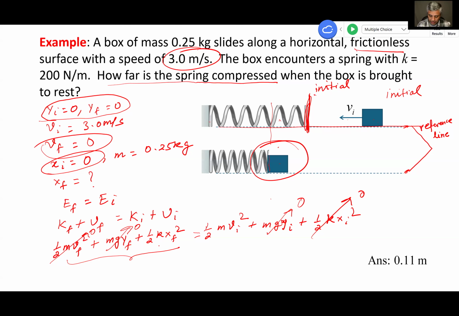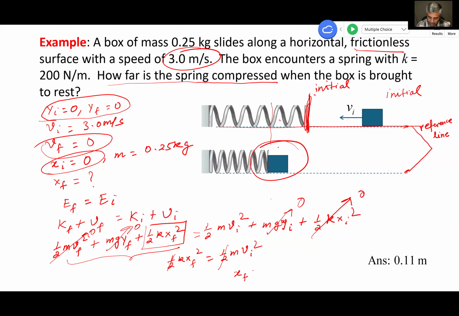So what are we left with then? This term here, half k xf squared, and this one here, half m vi squared. So the mass does not cancel, but the half cancels here. Okay, we are solving for xf.